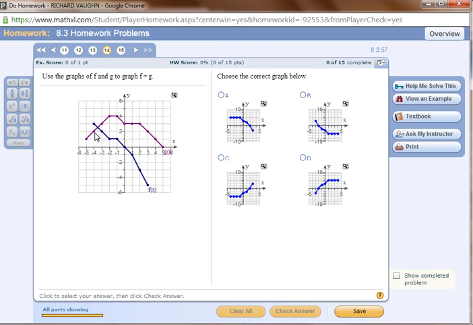So for minus 4, the f function in blue is up here at the value of 3, and the y value on the g function is up here at 2. So 2 plus 3 adds up to be 5. So I'm going to look for a graph over here that when x is equal to minus 4, the y value is up at 5. So this one's a possibility.